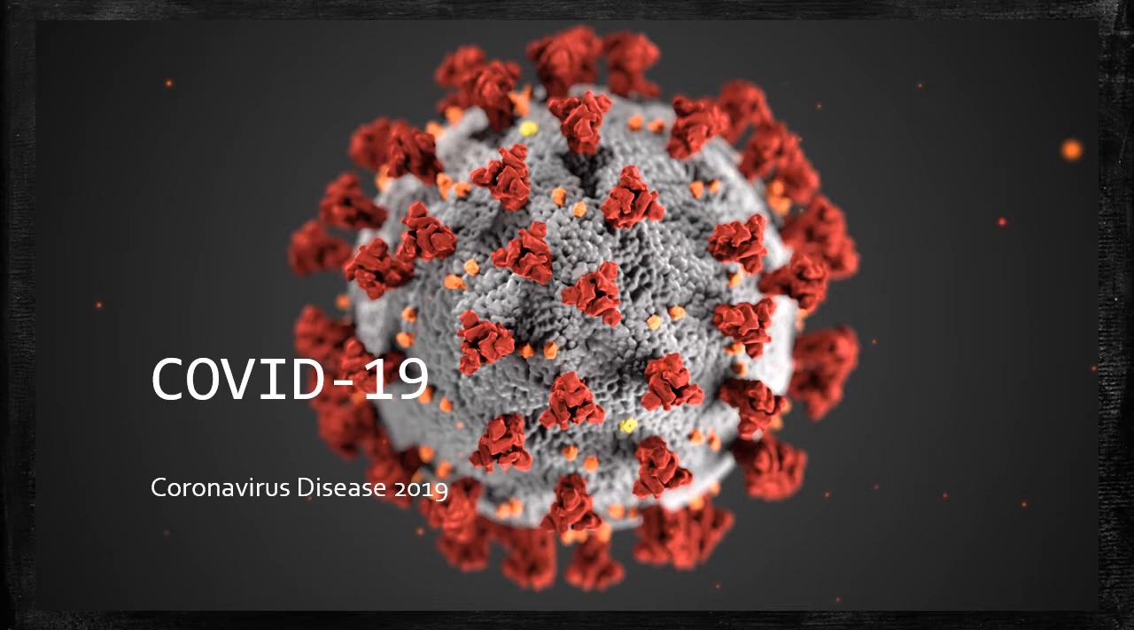You can see that it has those protein structures sticking out all over that look kind of like a crown, and that's where corona comes from. Corona means crown. It's a virus. There are lots of coronaviruses. This is a specific one, but they all have that same basic structure.